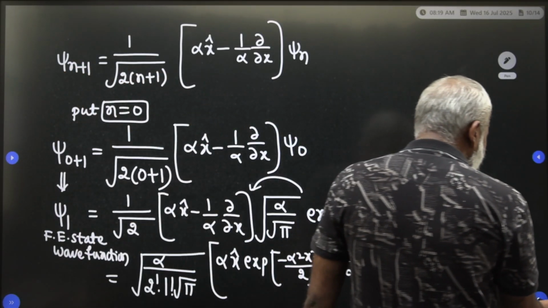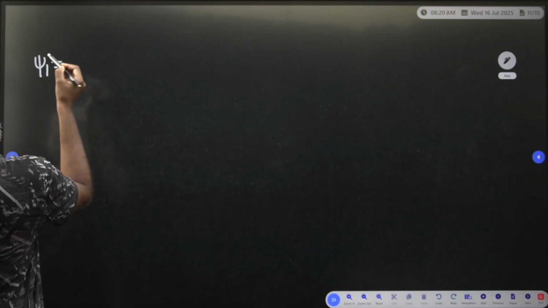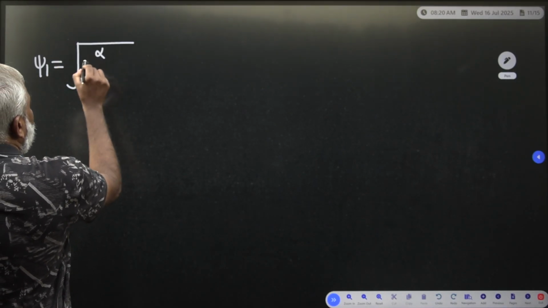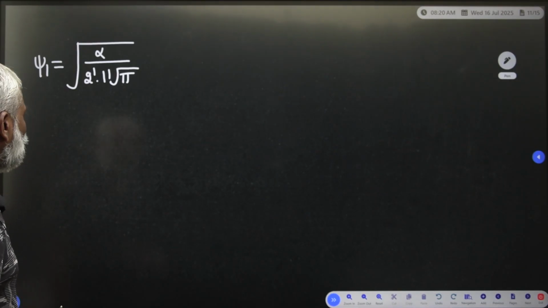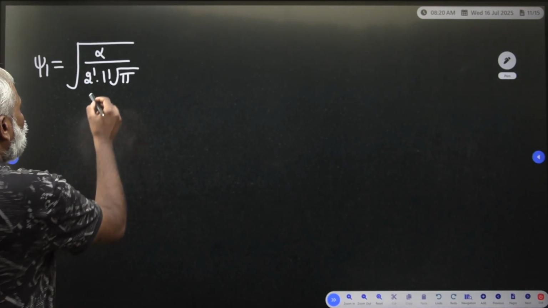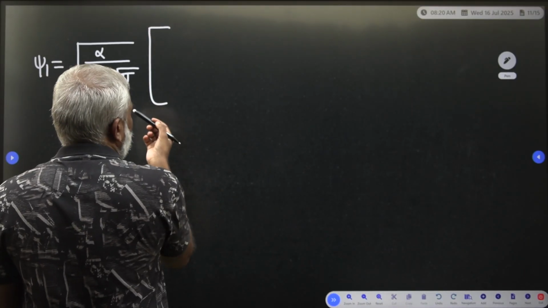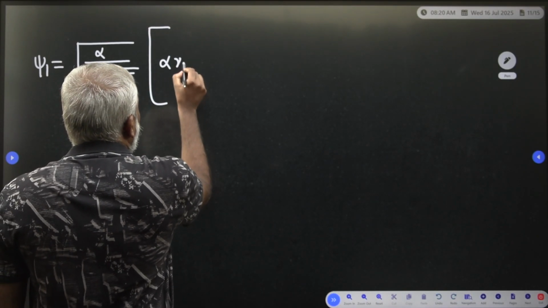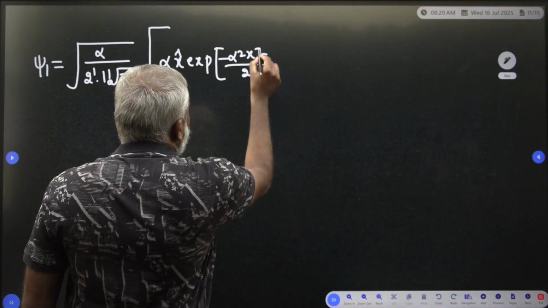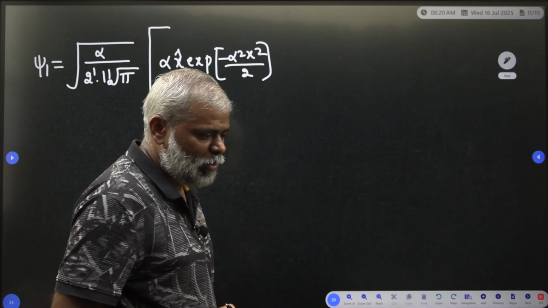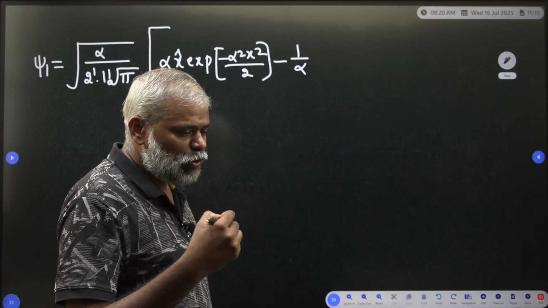So therefore, we are going to get the first excited state wave function. psi 0 is equal to square root of alpha divided by 2 to the power of 1 into 1 factorial into root pi, into alpha x exponential of minus alpha square x square divided by 2, minus 1 by alpha into, we have to differentiate that one.